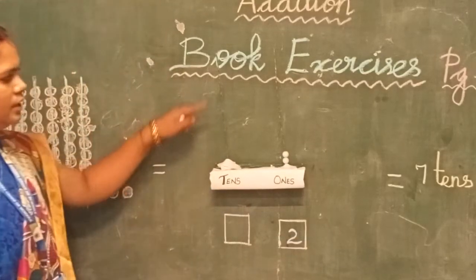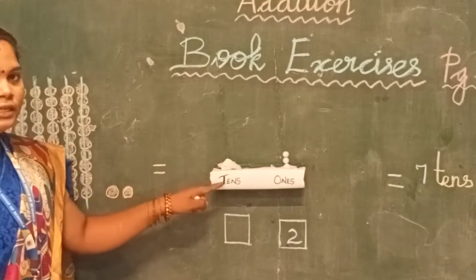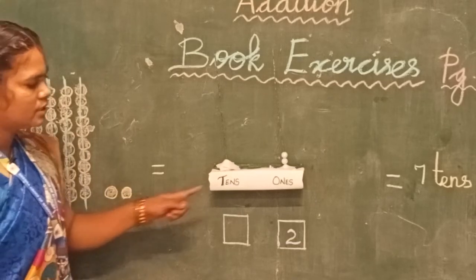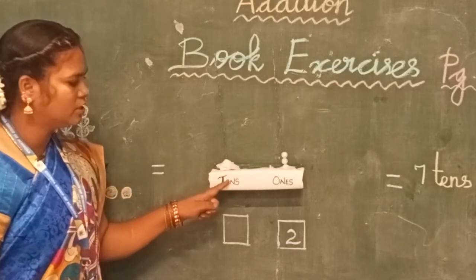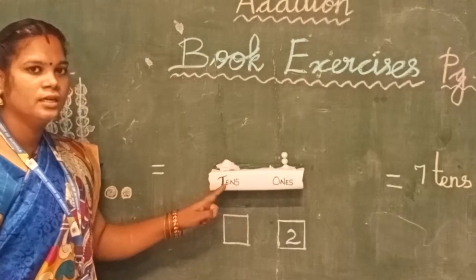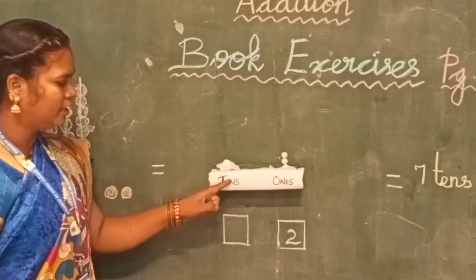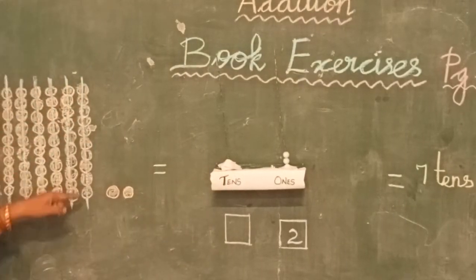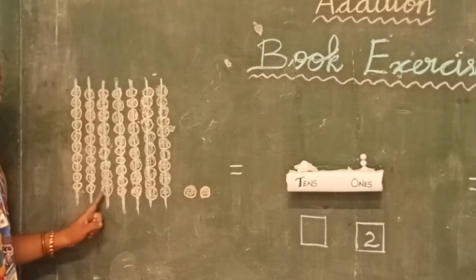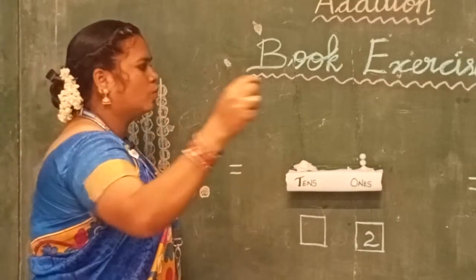Next, this tens place. T, E, N, S. Tens. How many numbers? 1, 2, 3, 4, 5, 6, 7. Put the beads.